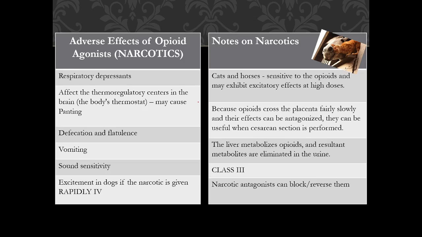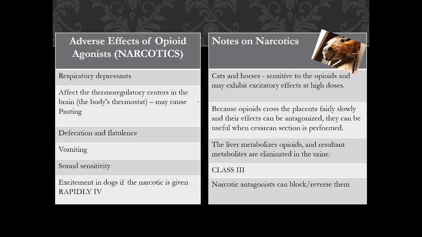Adverse effects of opioids, they're also called narcotics, opioid agonists. They're respiratory depressants. They affect the thermoregulatory centers in the brain. They may cause panting, defecation and flatulence, vomiting, sound sensitivity, and excitement in dogs if it's given rapidly IV. So we want to slow it down.